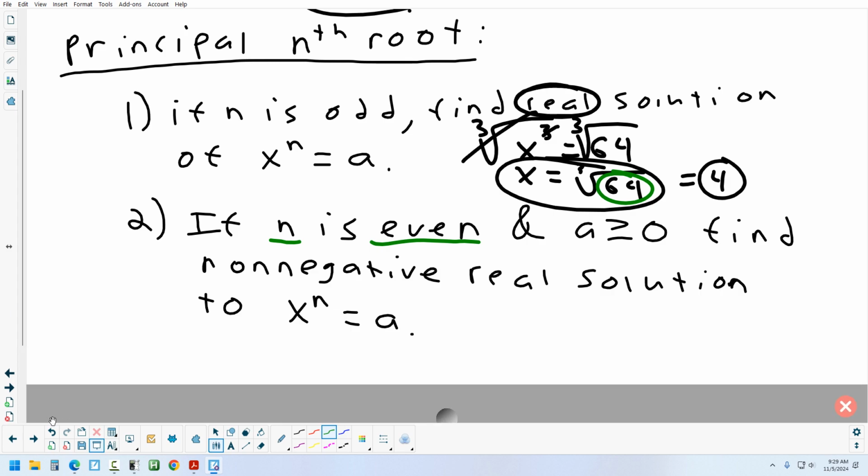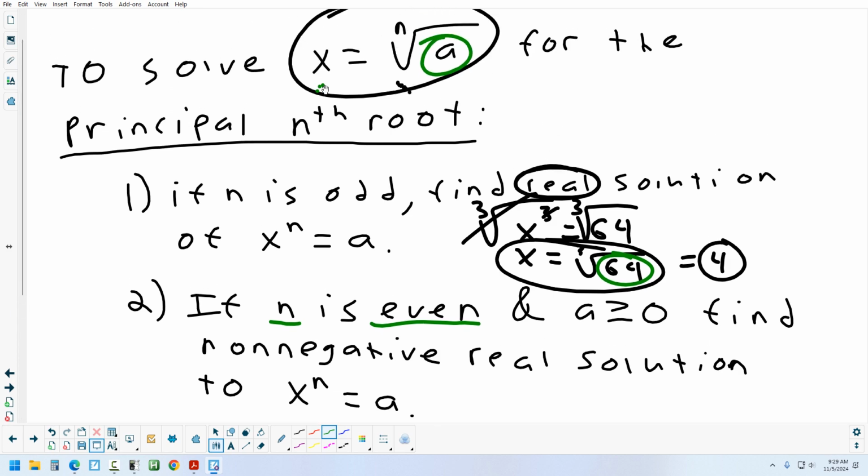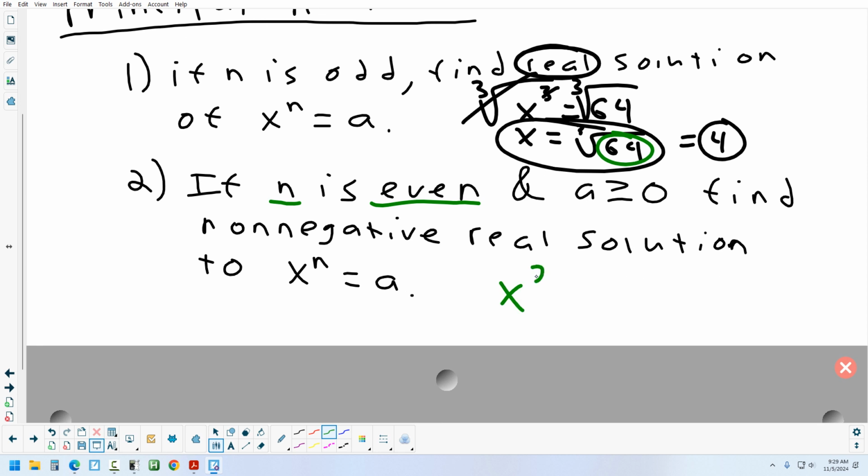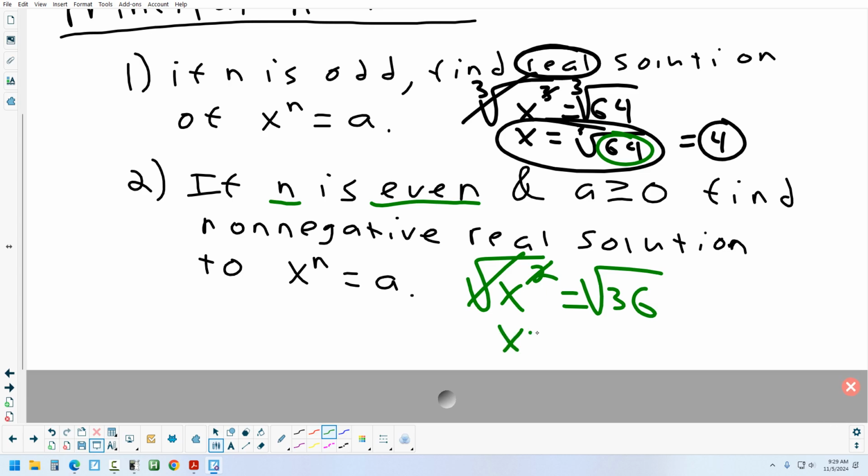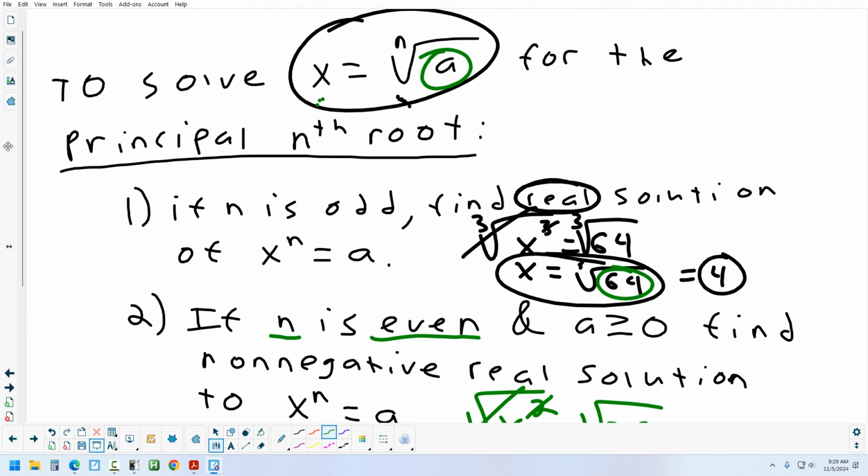All right. So when would this kind of thing come up with an even root? Well, let's say you have this. To get rid of that exponent of 2, you've got to do the opposite of squaring on each side. What's the opposite of raising to the second power? Square root. Those cancel out. And now you're left with x equals the square root of 36. You're left with something just like we circled up here.